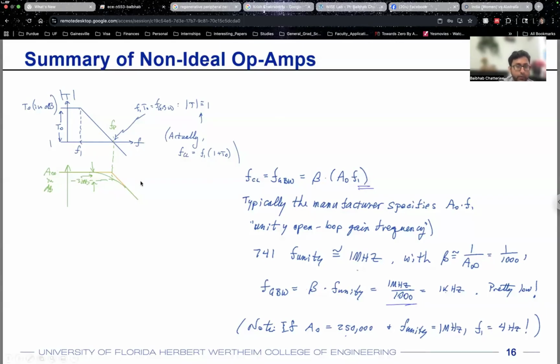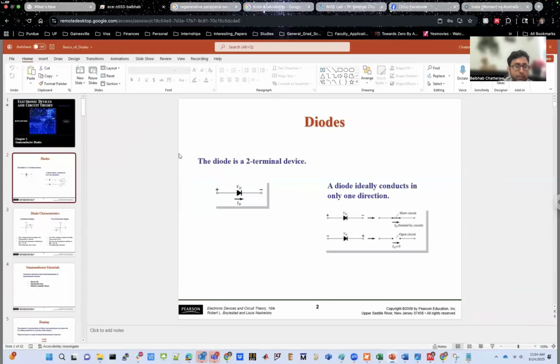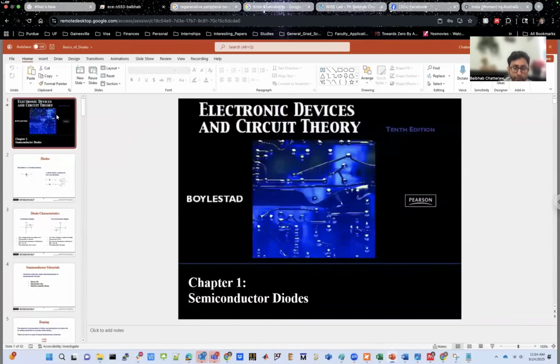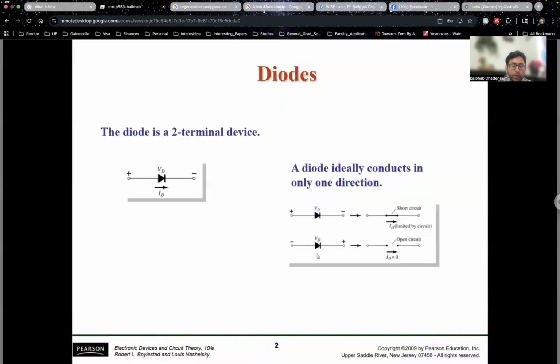Okay, so let me start with the first type of device that we'll learn in this course, and they are going to be called diodes. This is all material I have taken from Bolster's book, but everything that is required is there in this PPT. So you don't need the book separately. If you just go through the PPT, you'll understand what is going on.